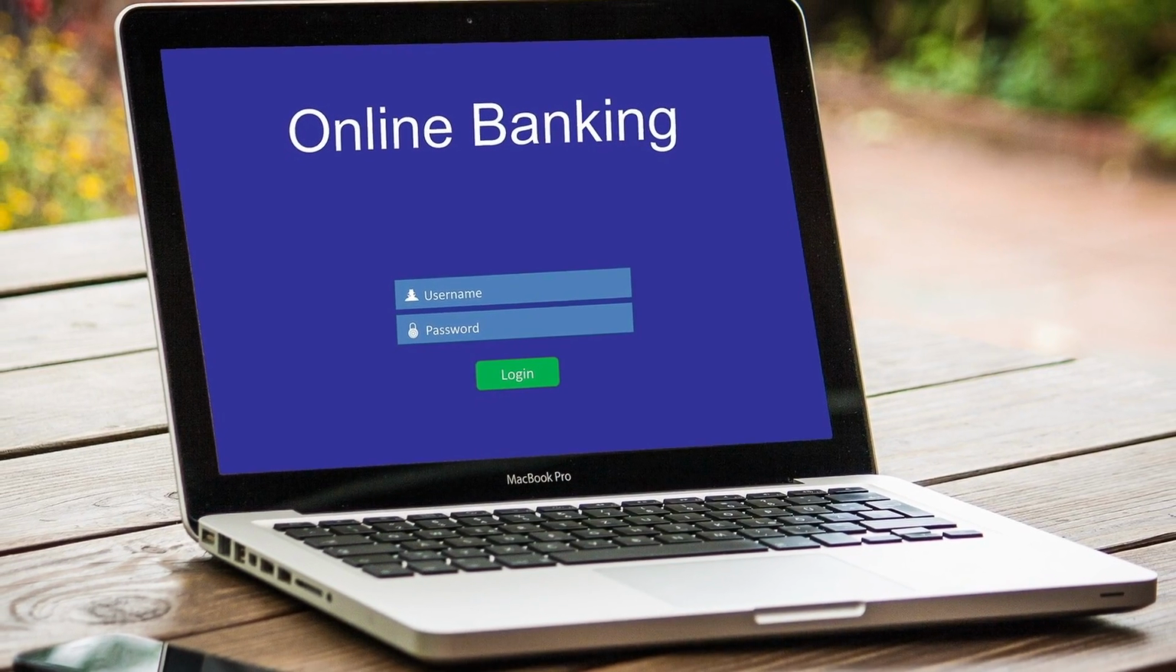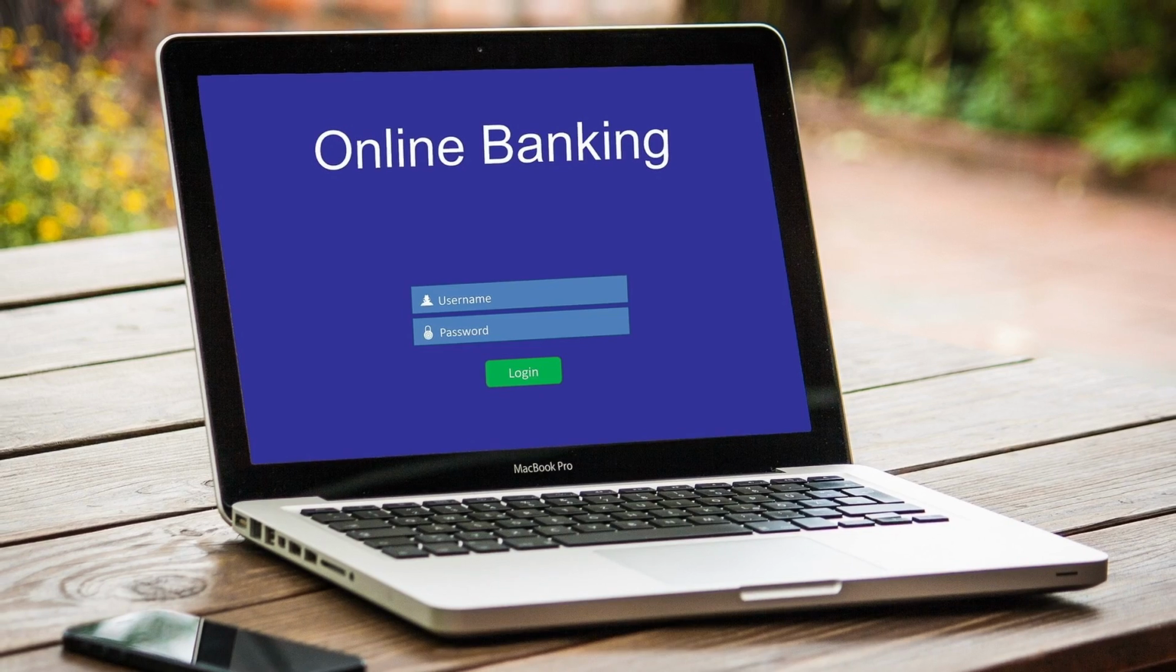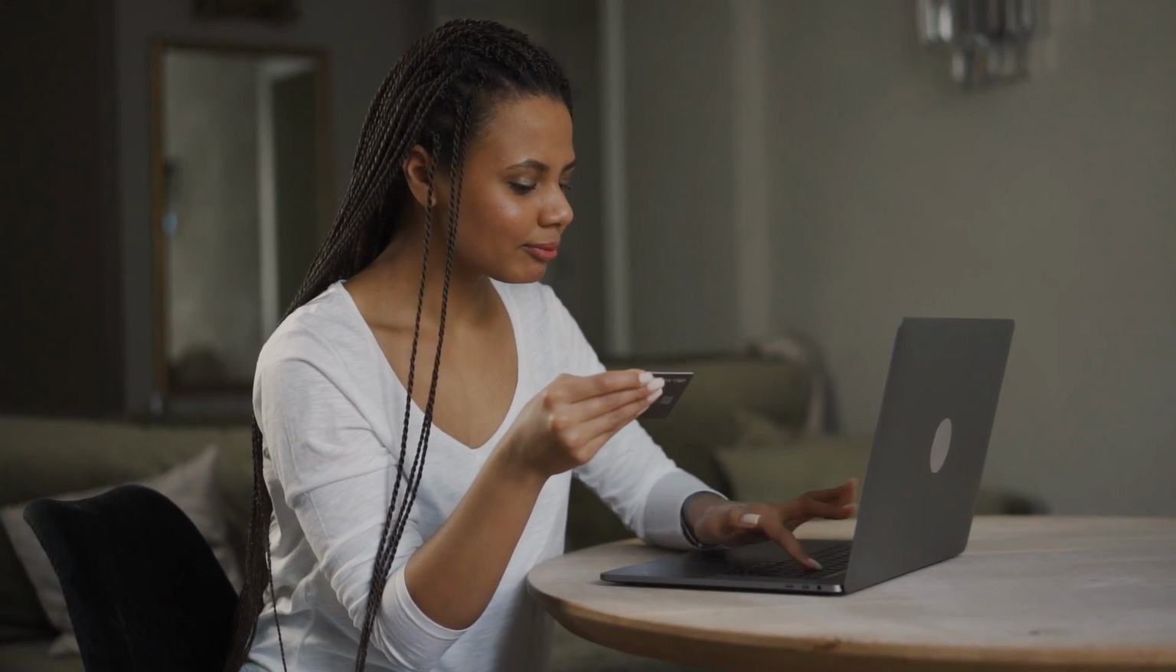Another factor to consider is the online banking features. Many banks offer comprehensive online and mobile banking services, so you don't need to worry about that. But just keep that in mind.